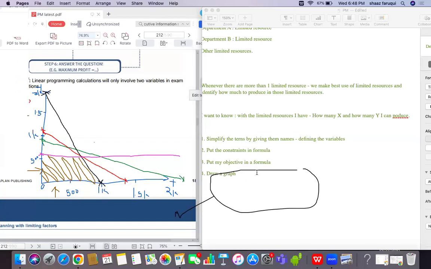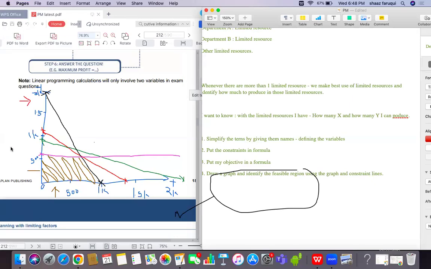Draw a graph and identify the feasible region using the graph and constraints. Once you've identified the feasible region, I'm going to just remove this. What I will do is I will use a pseudo contribution line. What do I mean by pseudo contribution line? Go back to my notes.